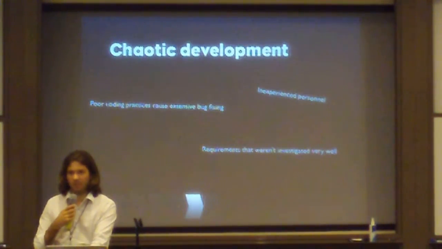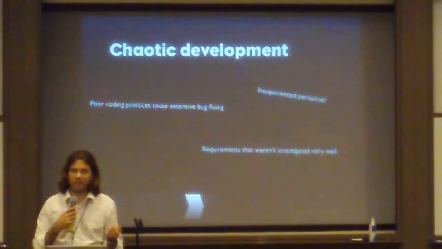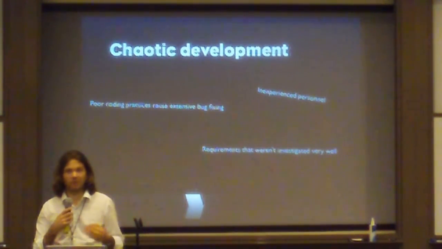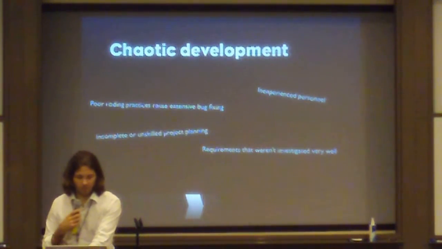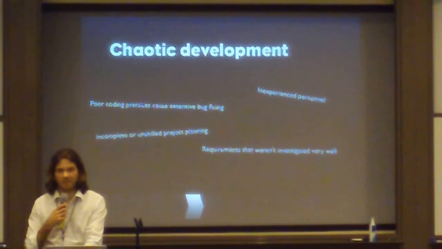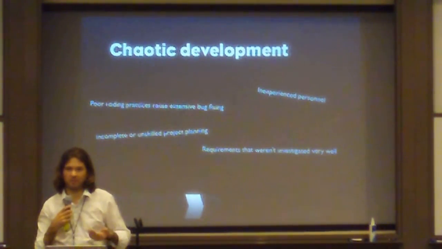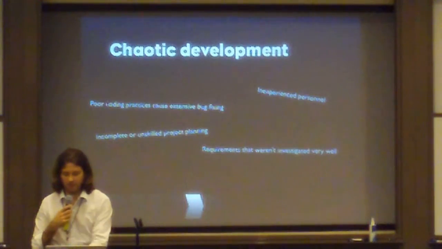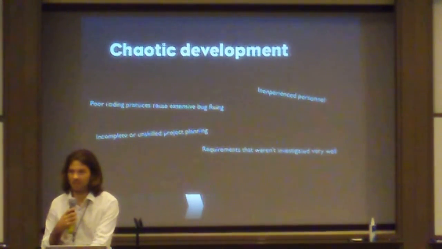Inexperienced personnel: if you estimate a project for one of your experienced staff and you put a junior developer on it, it will most certainly take longer. That's something you need to be aware of. Incomplete or unskilled project planning. Basically not taking everything into consideration or making an unrealistic project plan. We prefer working with agile practices like Scrum and XP if possible.